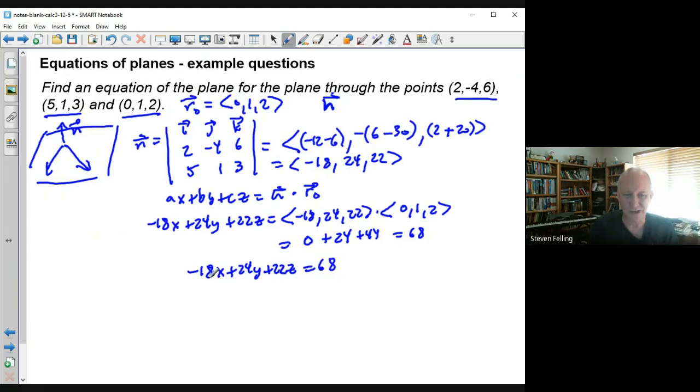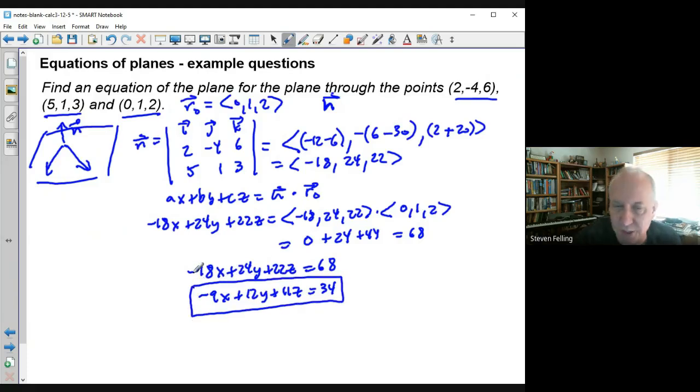And you know, if I don't want these big numbers, I could divide everything by some number. Like dividing everything by 2 would make this -9x plus 12y plus 11z is 34, right? And there are other versions of this, depending on how I did this. So this is not a unique answer, but this is one of the answers. Depending on which point I picked for the r0 and which two points I picked for the direction vectors, I could get slightly different answers here, but they would all be correct representations of the equation of the plane.